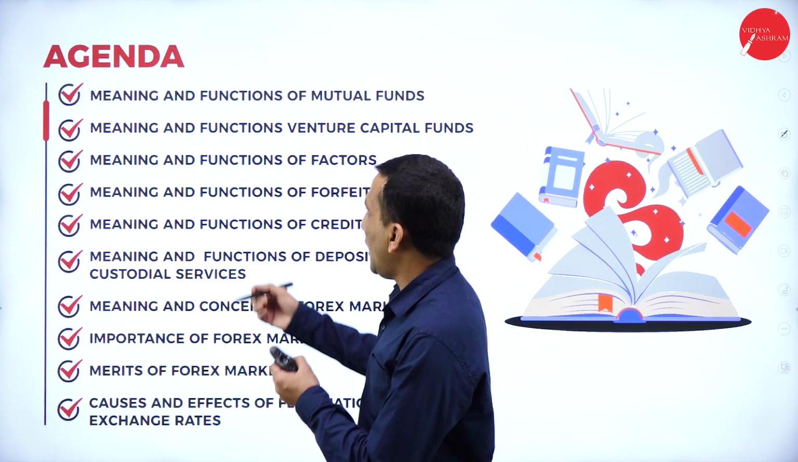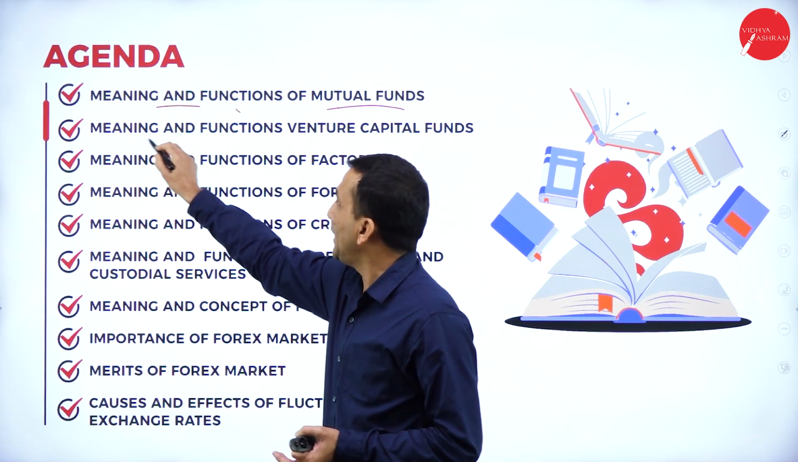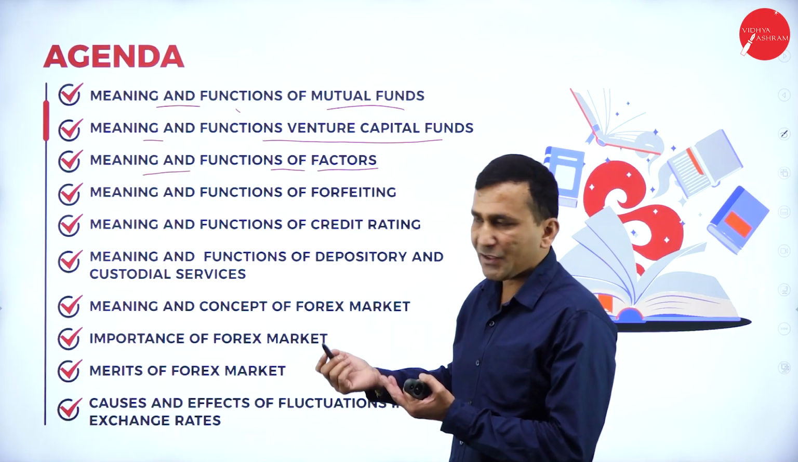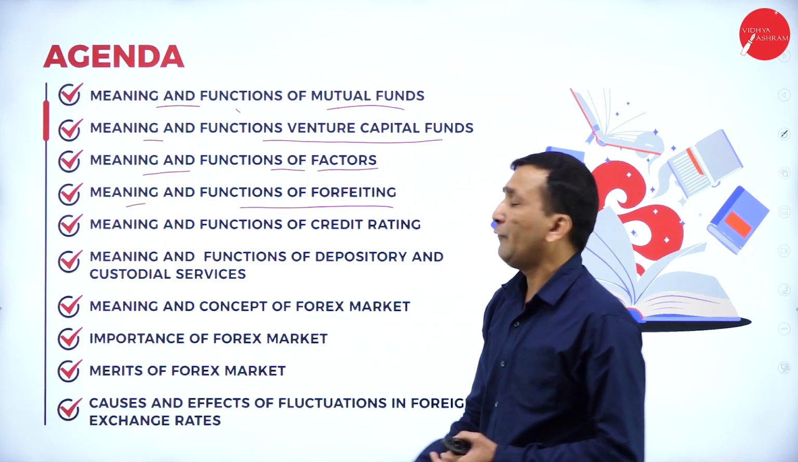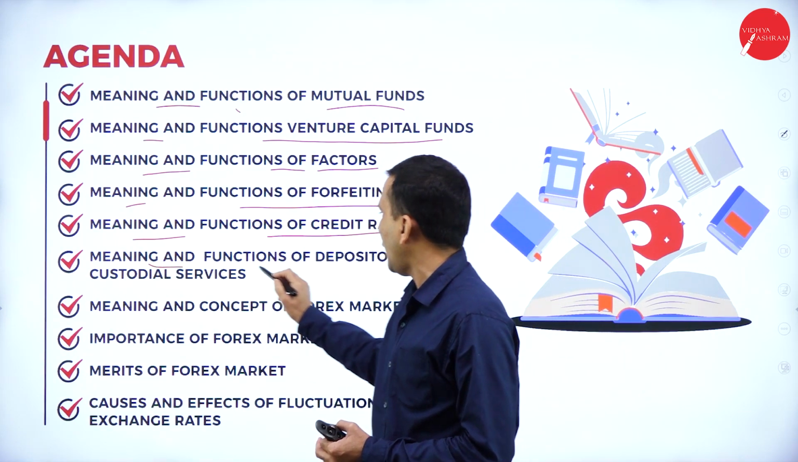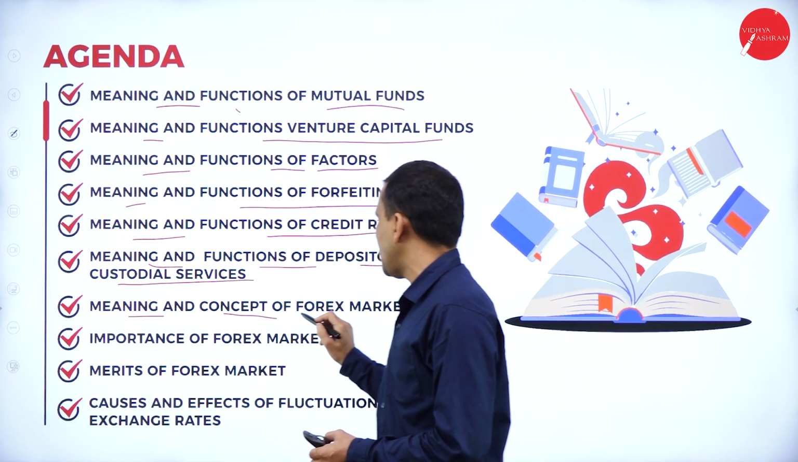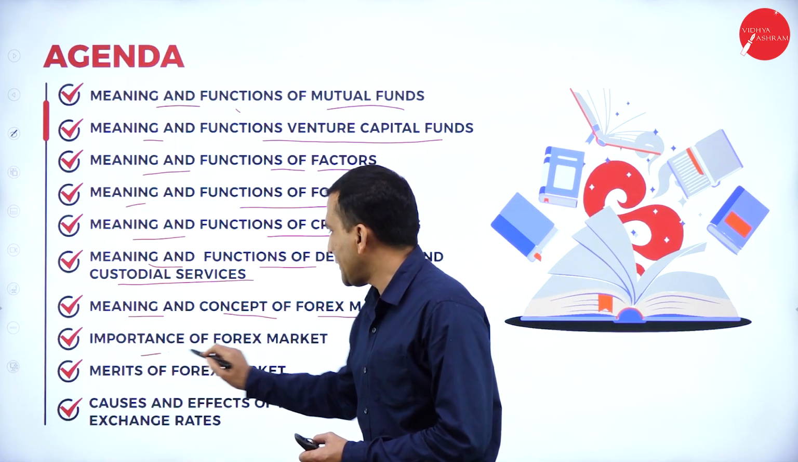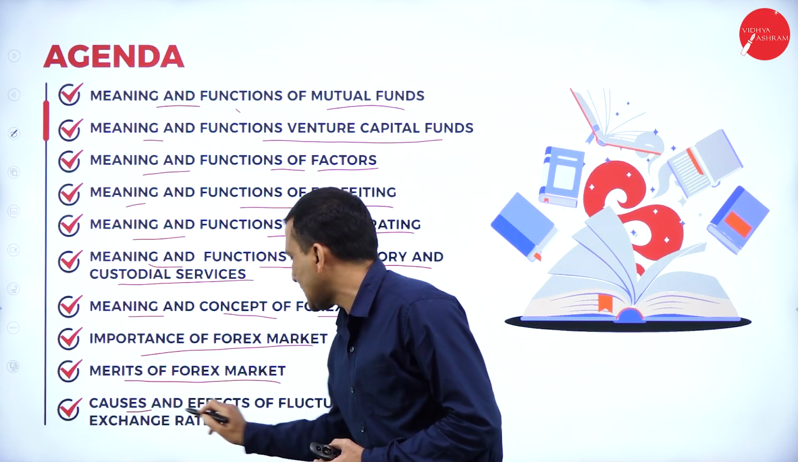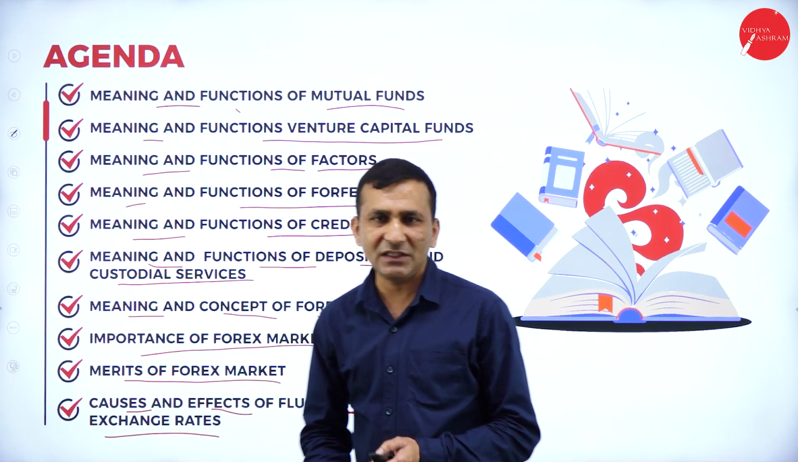Today my agenda is to give you more clarity about the meaning and major functions of mutual funds, the meaning and functions of venture capital funds, the meaning, definition and functions of factoring, the meaning and functions of forfeiting, the meaning and functions of credit rating, the meaning and functions of depository and custodian services, the meaning and concept of the Forex market, the importance and merits of the Forex market, and the causes and effects of fluctuations in the foreign exchange market. What are the major causes?